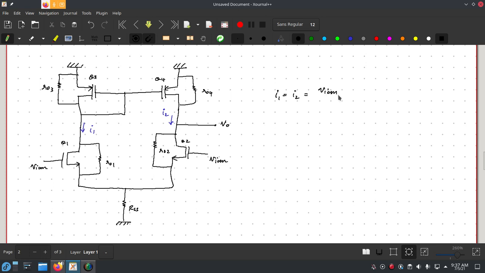VICM divided by 2 RSS. I'll tell you why. RSS here is the output impedance of the current source. Earlier I had a current source there, and the output impedance of that current source I will call RSS.